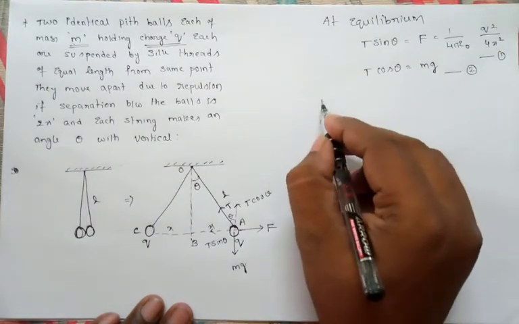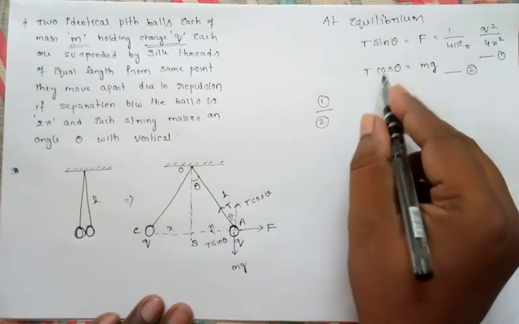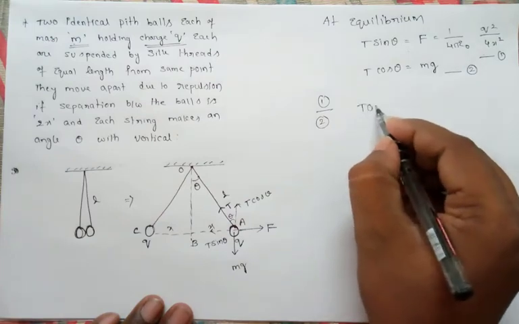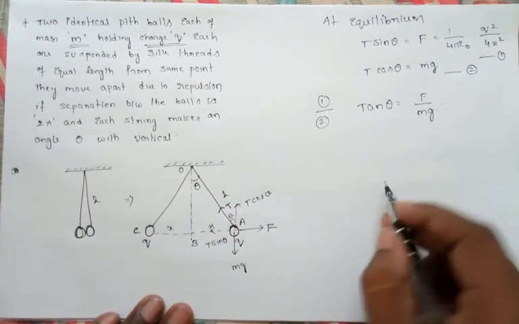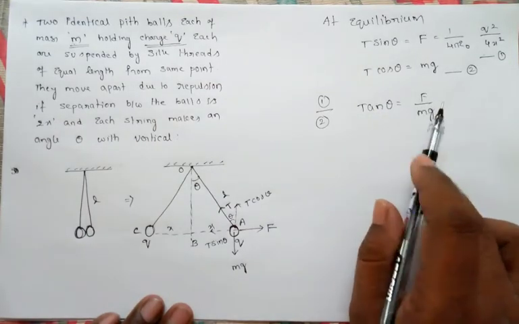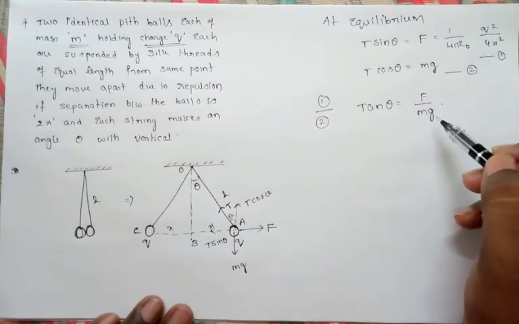Then equation 1 divided by equation 2: t sin theta by t cos theta, t gets cancelled, sin by cos, in the sense tan theta equals f by mg. So theta is tan inverse of f by mg, provided you know the Coulombic repulsive force as well as the weight of the ball.